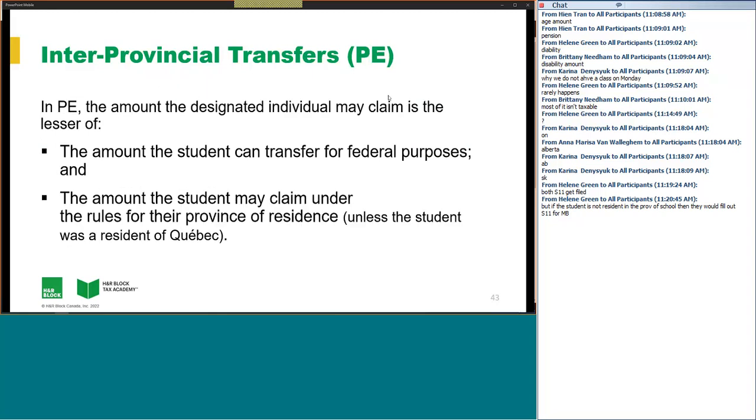PEI, you get either, and this is fun, either the amount that the student is allowed to transfer federally or the amount that they can claim for the rules of their province, whichever is smaller. So for that one, you're going to look at what the student has on their return, on their Schedule 11, and then you're going to look at their federal transfer and pick the smaller of those two numbers. And that's what they can transfer to someone in PEI. Okay.